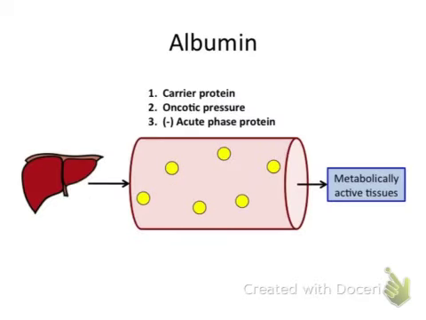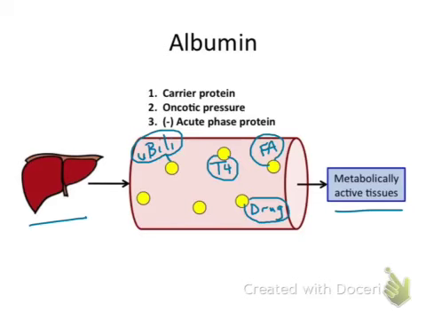Albumin is produced by the liver and it circulates in blood for about 2 weeks before it's cleared from the body by most metabolically active tissues. Within the blood, it acts as a carrier protein by binding various insoluble molecules and making them soluble. These insoluble substances in blood include unconjugated bilirubin, thyroid hormone, fatty acids, and various drugs.